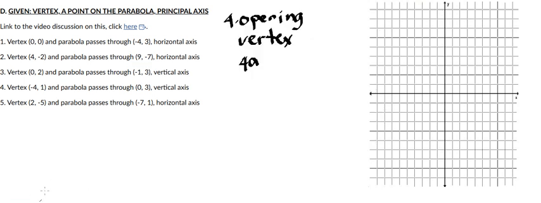Number 4 is with a vertex negative 4, 1 and a parabola passes through 0, 3 with a vertical axis. So plotting that one, we have negative 4, that will be somewhere here.